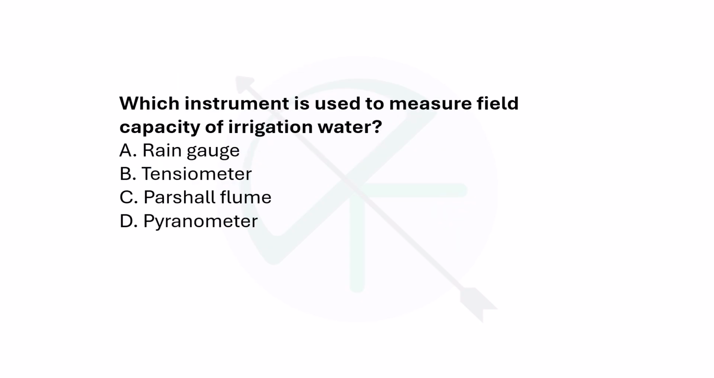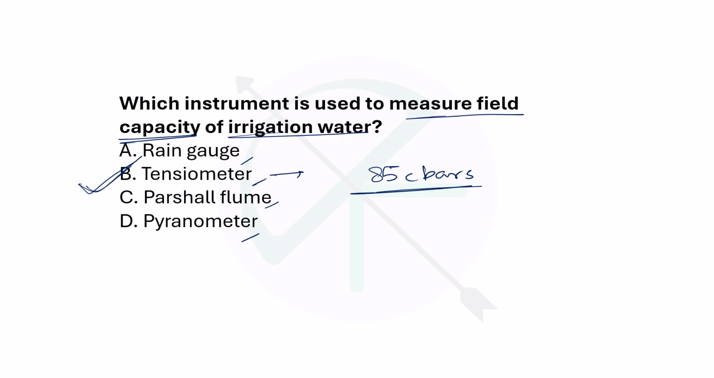The next question is, which instrument is used to measure the field capacity of irrigation water? Rain gauge, tensiometer, partial flume and pyranometer. Now you all must have answered it very correctly. It is tensiometer. Okay. Now there are some limitations. It cannot measure above 85 centibars. This is the upper limit of tensiometer to measure the field capacity, that is the irrigation water, okay?